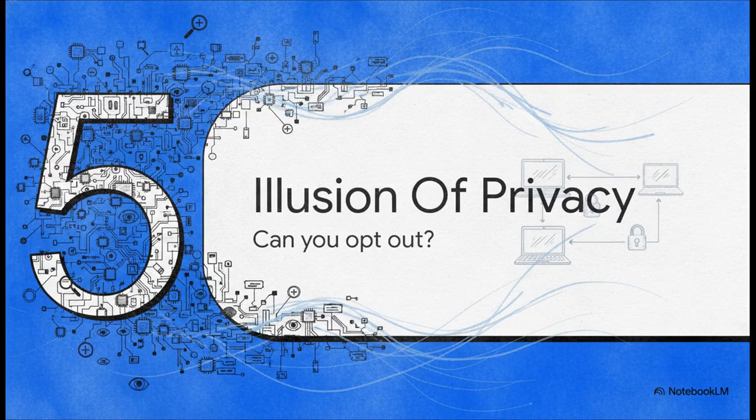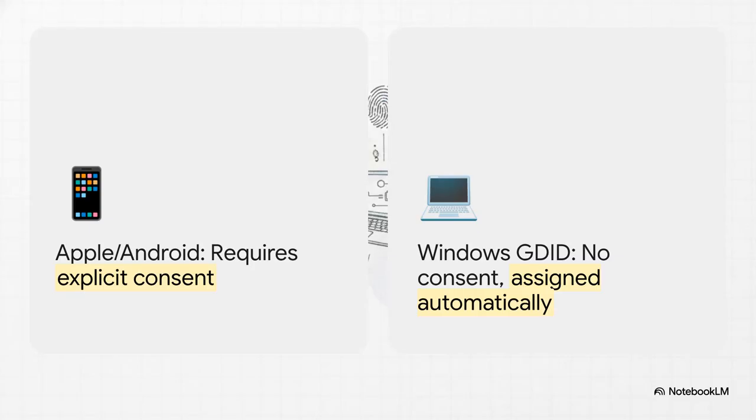Section 5. The illusion of privacy. Can you actually opt out? If we look over at the mobile space, companies like Apple and Android actually require explicit consent screens for their advertising identifiers. They feature highly visible tracking resets that users can easily access in the settings. Compare that to the Windows GDID, there is absolutely no consent screen. It is assigned automatically the second you sign into a Microsoft account, and there's no simple off switch.